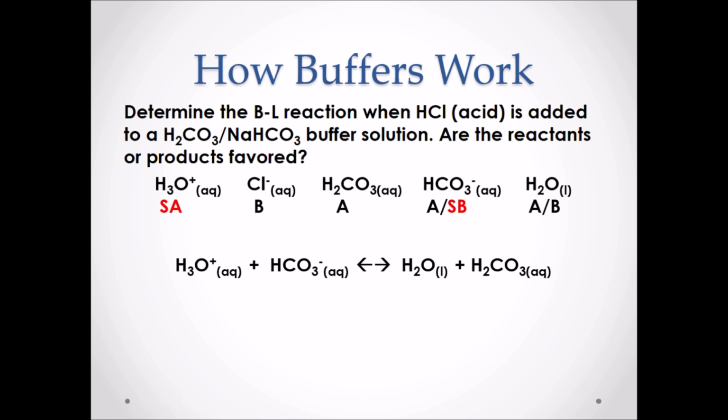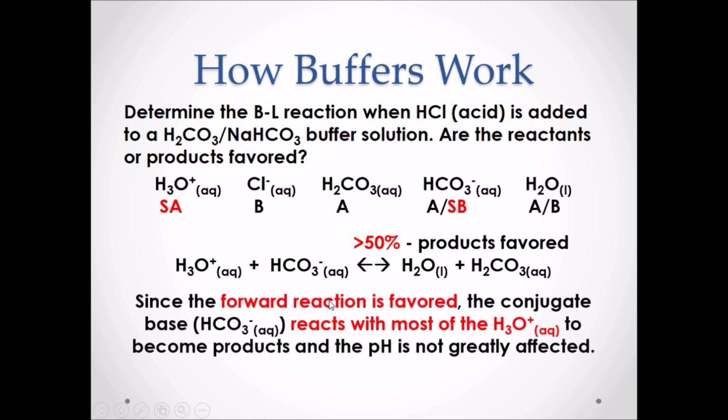We will transfer the hydrogen from the acid to the base to form the products. Since the acid is vertically higher than the base in our relative strengths of acids and bases table, this again will be a product favored reaction, meaning the products will be greater than 50%. As a result, the forward reaction is favored. The conjugate base will react with most of the H3O+ to become products. Therefore, we are going to limit the amount of H3O+ in the equilibrium system, and the pH will not be greatly affected.